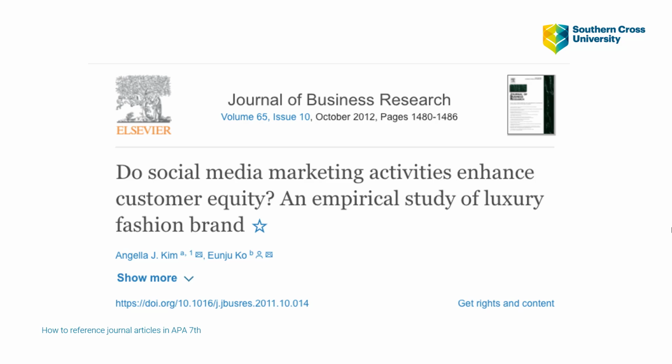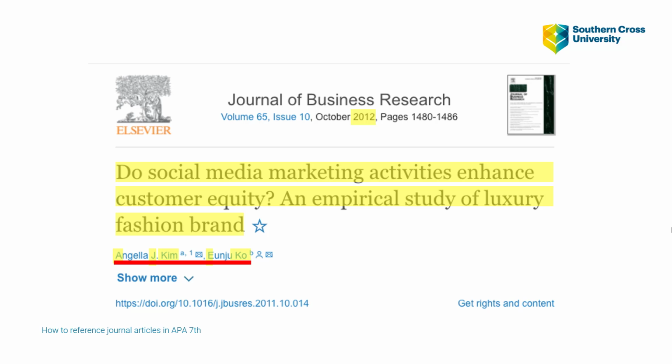So here is the article we will be using. First we're going to need the names of the authors. Here we have two authors. We're going to need their surnames and their initials. We're also going to need the year of publication, the title of the article, the journal title, the volume, issue, and page range. Lastly, we need the DOI, found here. So all of the information we need for our referencing is present on the first page of the journal.